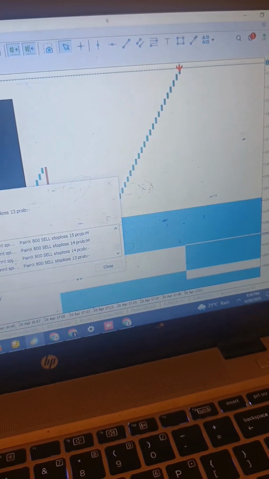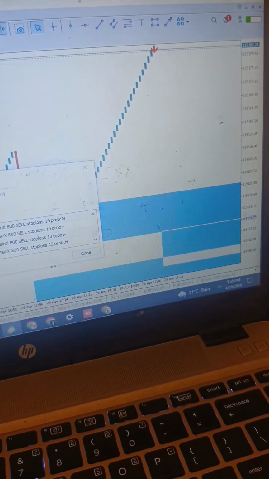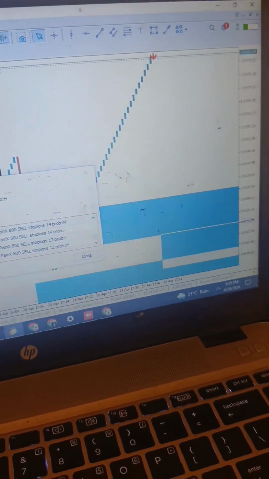And wait, this is a good signal. Medium probability, and you just now have to wait. Let's see how many candles it takes. And exactly 3 minutes later, the spike happened.